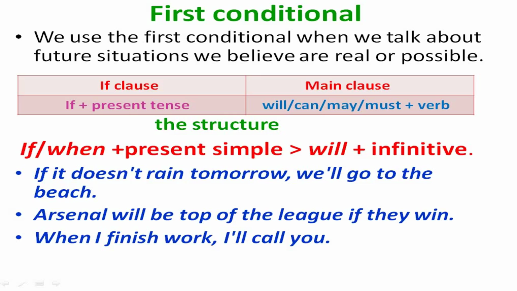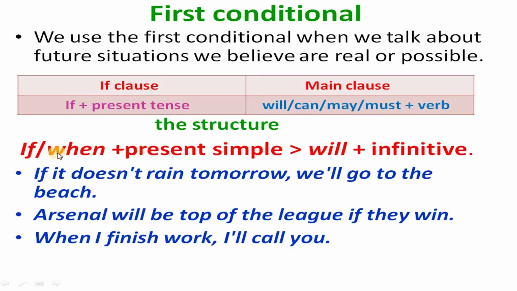Next one is the first conditional. We use the first conditional when we talk about future situations we believe are real or possible. So, the structure of the first conditional sentence: here there are 2 parts, one is the if clause and the other is the main clause. In the if clause, it is if plus present simple. In the main clause we can use will, can, may, must plus verbs.